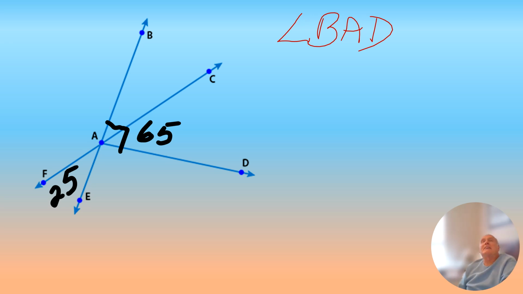Be careful, be careful. First of all, find where BAD is, even if you have to kind of trace it with your fingers. BAD is that whole thing. So it's not 65. But you do see the box, and so you're going to have a 90-degree angle.